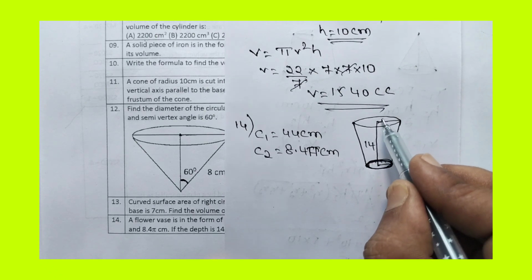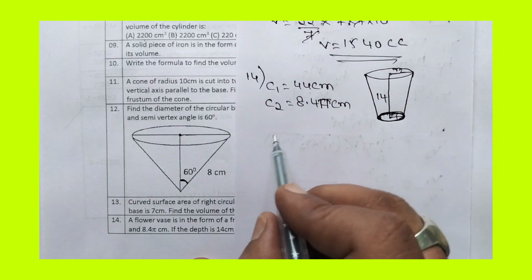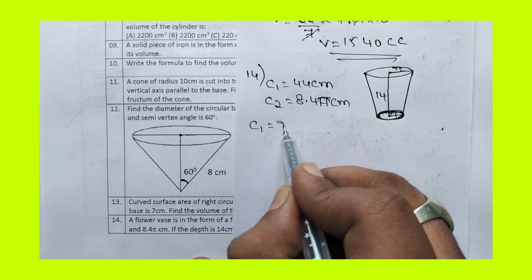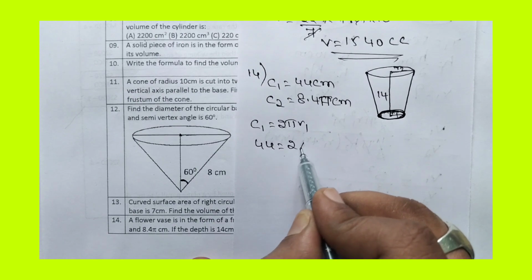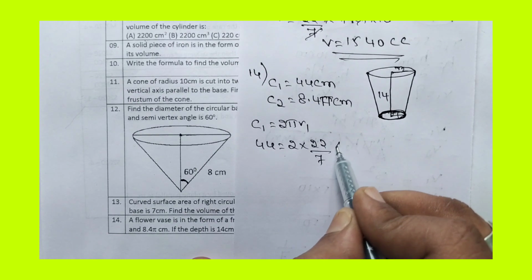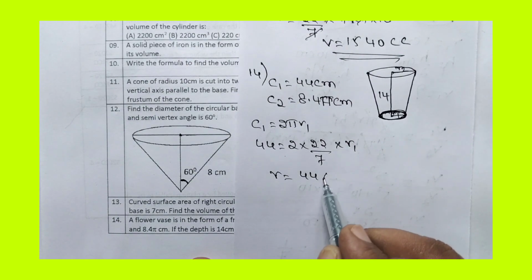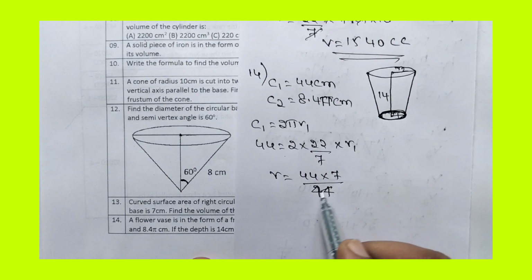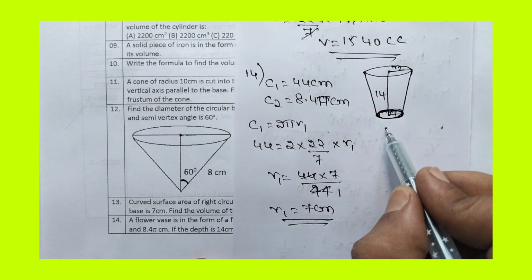First we have to find out R1 and R2. This is R2, this is R1. To find R1 first, use this. So C1 is equal to 2 pi R1. So C1, that is 44, is equal to 2 into 22 by 7 into R1. So R1 is equal to 44 into 7 divided by 2 into 22 is 44. 44 ones are 44 ones are. So R1 is equal to 7 centimeter. So R1 is known.